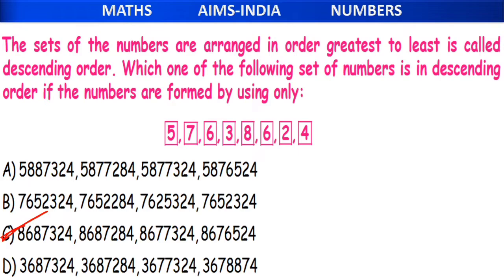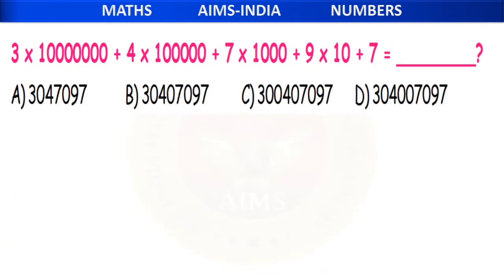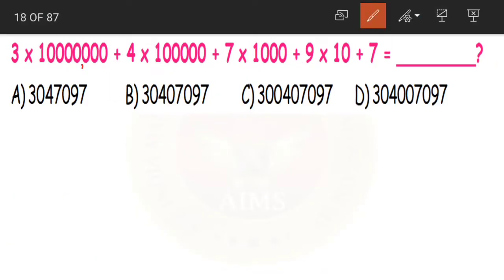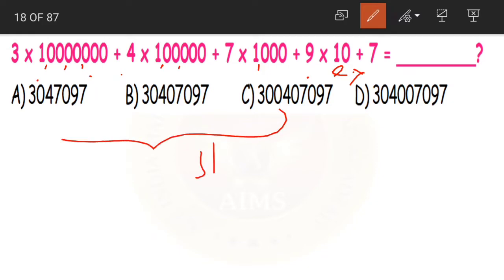Yes, sorry, 3 into, what is this again? Let us put commas. 3 into 1 crore plus 4 into 1 lakh plus 7 into 1000 plus 9 into 10 plus 7. What is this? This is our expanded form. We need to write the short form of it.